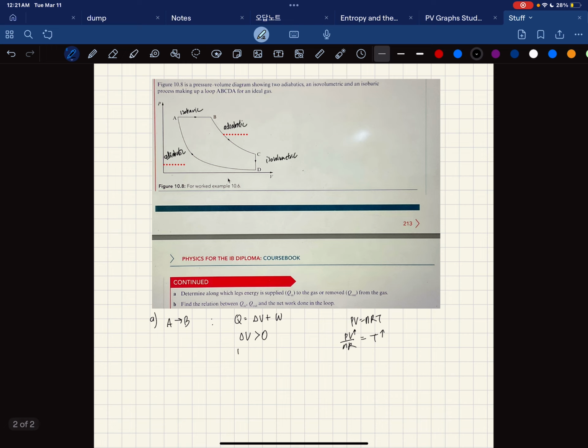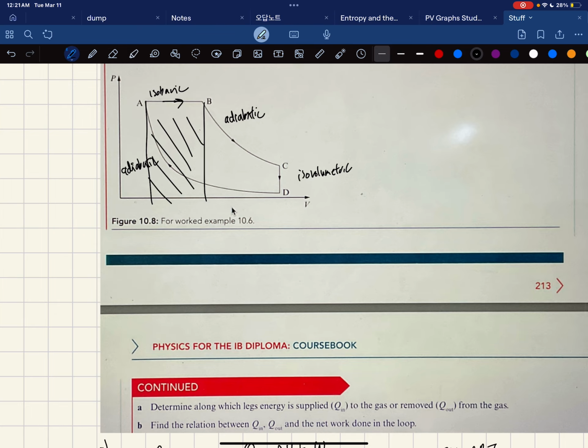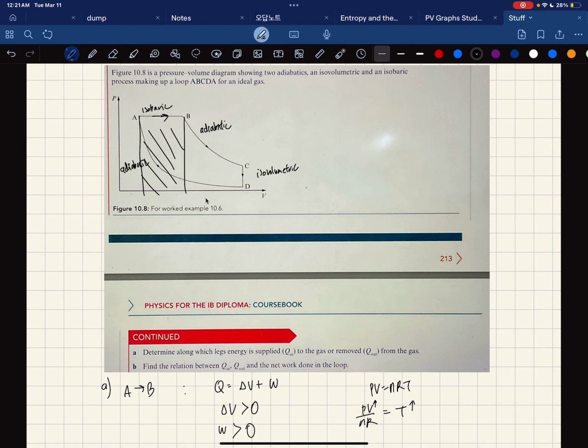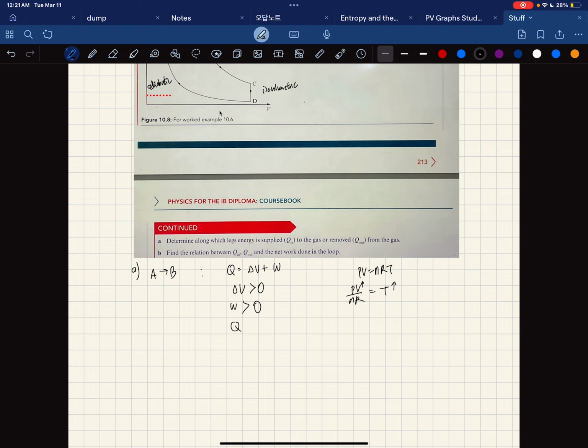And for W, work done, we can also tell that this is positive because you can see that there is an expansion. Pressure remains the same, volume increases. This whole thing is a work done. And because the arrow is going this way, we can tell that this is work done by the gas, not work done to the gas. So work done is positive, which means that Q is positive, which means that heat is supplied.